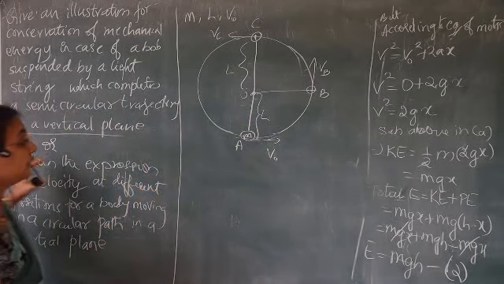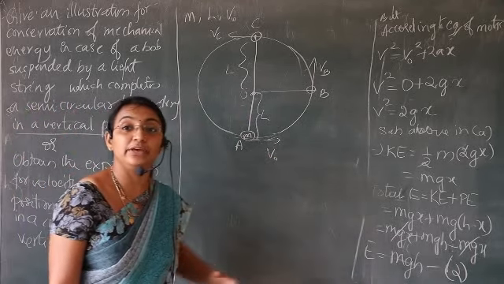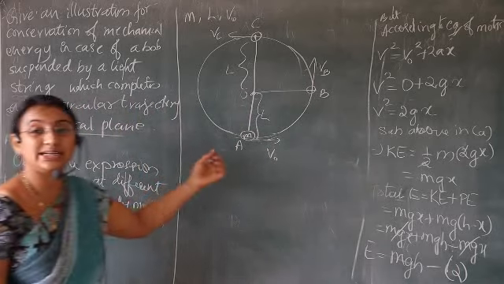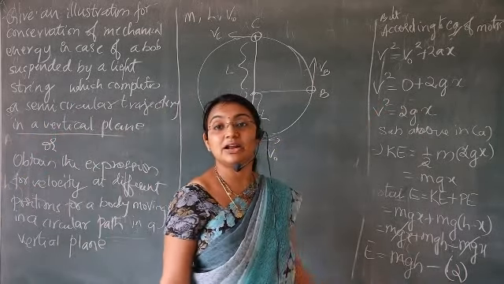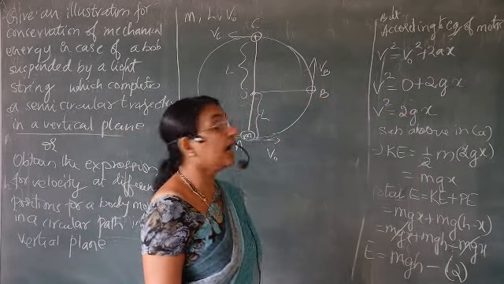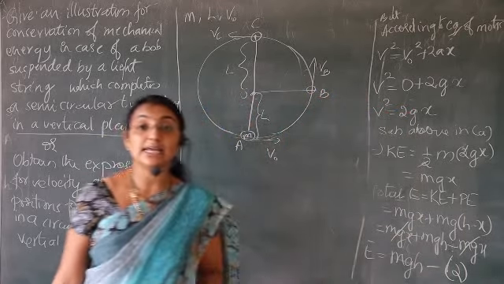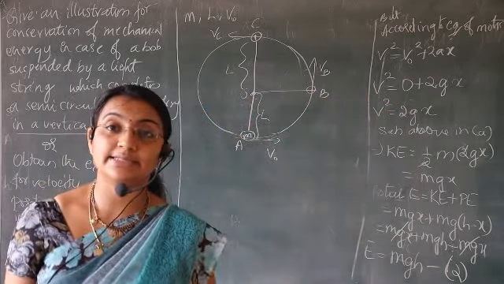Initially, let us give the horizontal velocity V0 at the lowest point A. When it reaches the point B, let the velocity be VB. And when it reaches the point C, let the velocity be VC.